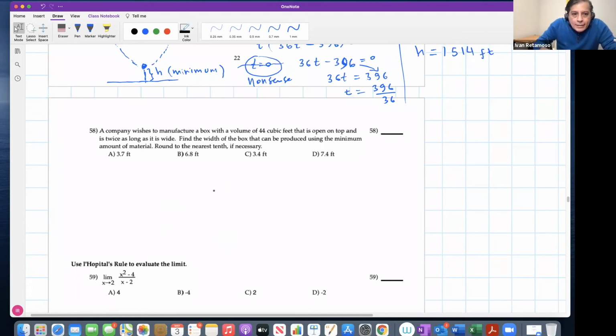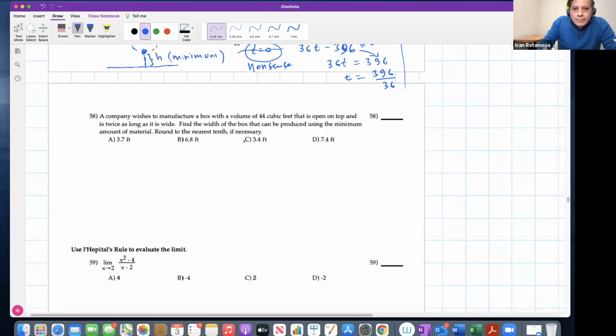Let's do it quickly. The company wishes to manufacture a box with a volume of 44 cubic feet, a box, right? The volume is fixed, with open top, and which is twice as long as it is wide. So twice x here, right? Twice as long as it is wide. The height, I don't know, let's represent it with y.